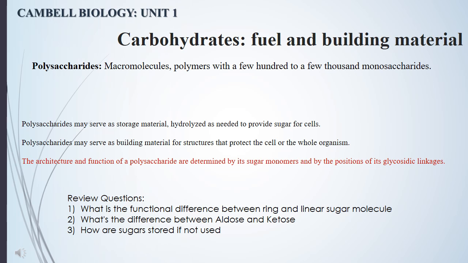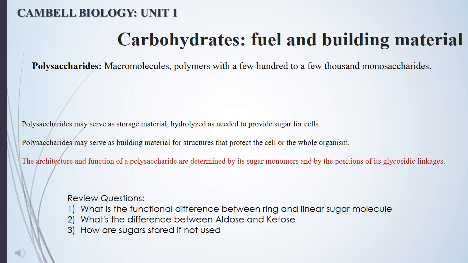So obviously, as you may have guessed, a polysaccharide would be a macromolecule polymer with a few hundreds to a few thousands of monosaccharides within its chain. These polysaccharides may serve as storage of energy, and they can be hydrolyzed as needed to provide sugar for cells. Polysaccharides may also be used as building material for structures that protect the cell or the whole organism. In the case of insects, for example, chitin is a polysaccharide.